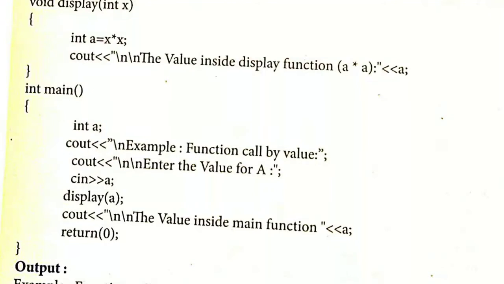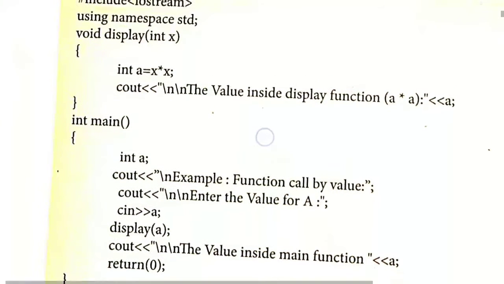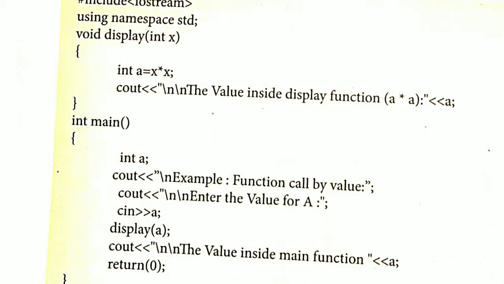You can see that int a is created, and we are giving a description to the user: please enter a value for a. The user enters it, and the value will be stored in variable a. Now the value of variable a is transferred from the main function to the user defined function display. There you can see that it is getting multiplied. Here the actual parameter is converted into the formal parameter, and this formal parameter is x. They are declaring their own variable a there, and x into x is stored in a, and they are displaying the result in that particular function itself.